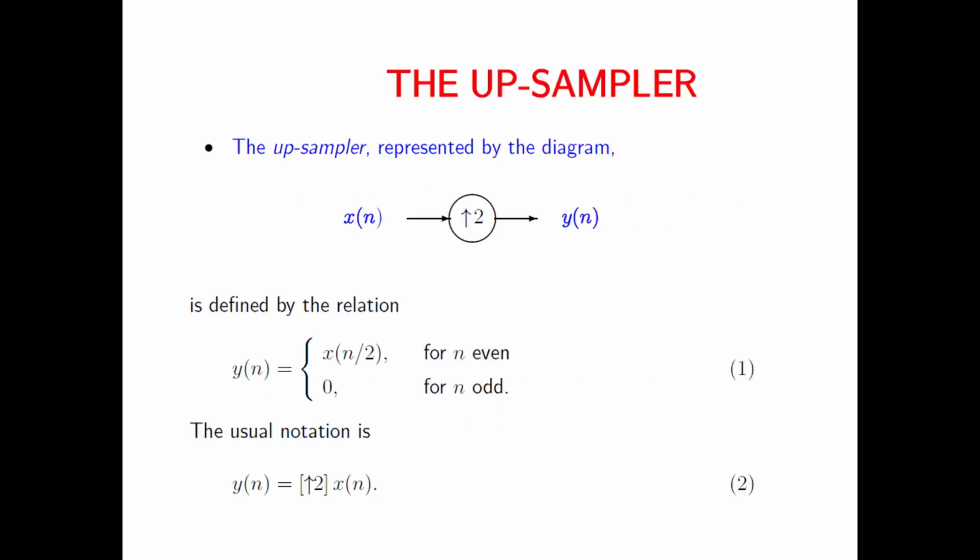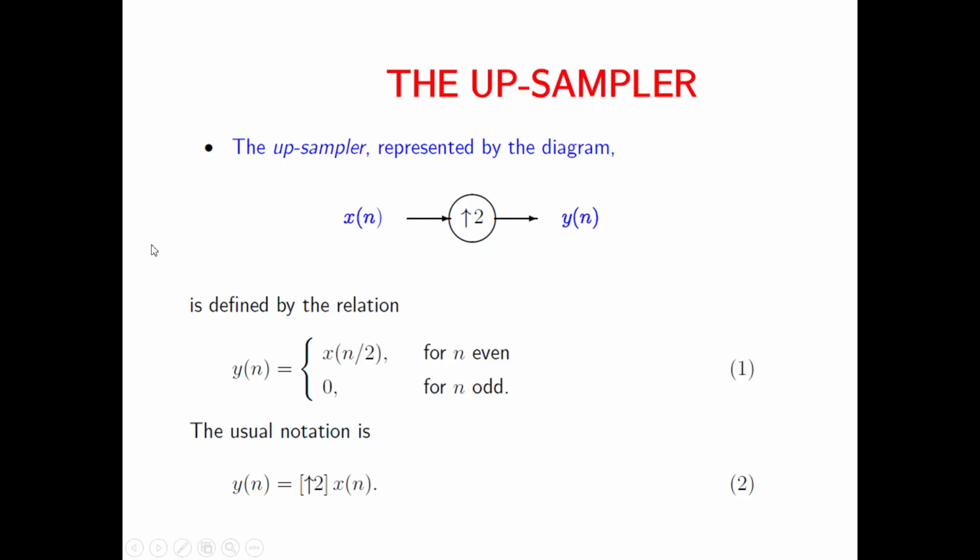There are two operations which are important in multirate signal processing. The first is the upsampler or interpolation, and the second is the downsampler or decimation. So let us start with what is an upsampler. The upsampler is represented by this diagram. Let's say this is the input signal x[n], and we upsample the sampling rate of x[n] by a factor of 2, then y[n] is the output. That means the sampling rate of y[n] will be double the sampling rate of x[n].